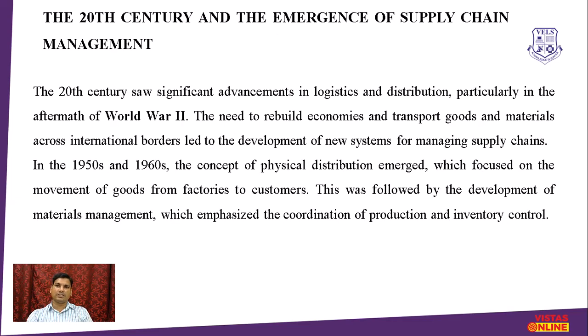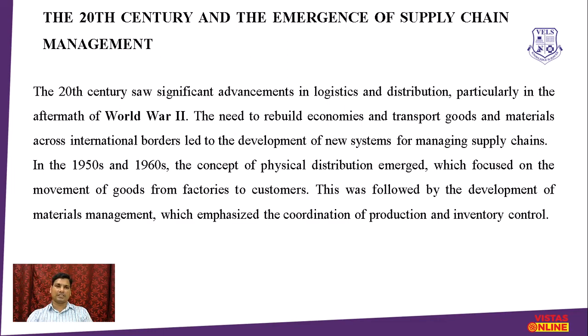In the 20th century, the emergence of supply chain management was also a significant advancement in logistics and distribution, particularly in the aftermath of World War II. The need to rebuild economies and transport goods and materials across international borders led to the development of new systems for managing supply chains. In the 1950s and 1960s, physical distribution took an emerging role, focused on the movement of goods from factories to customers. This was followed by the development of materials management, emphasizing inventory control, and many other systems slowly entered the domain.